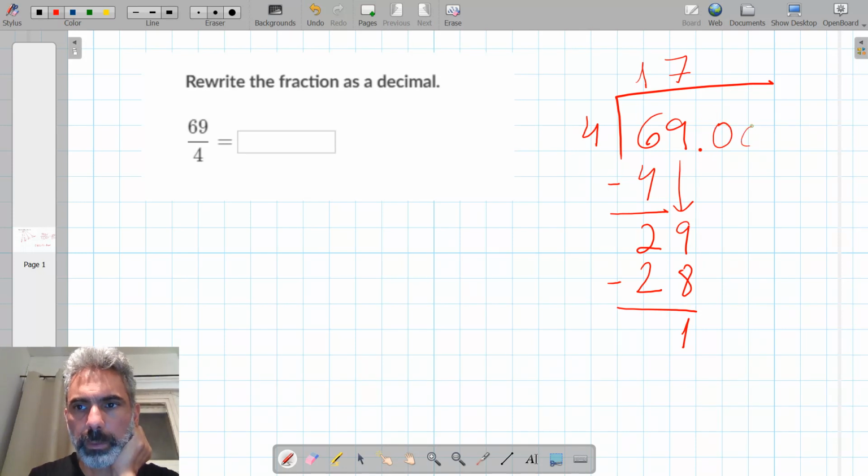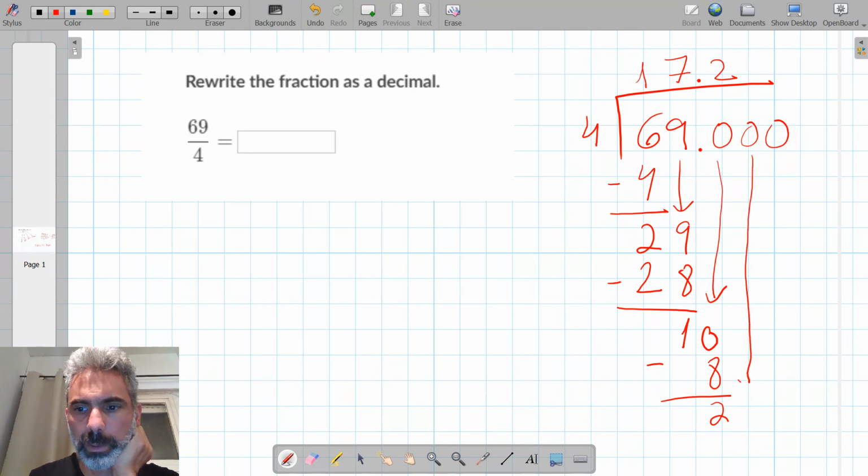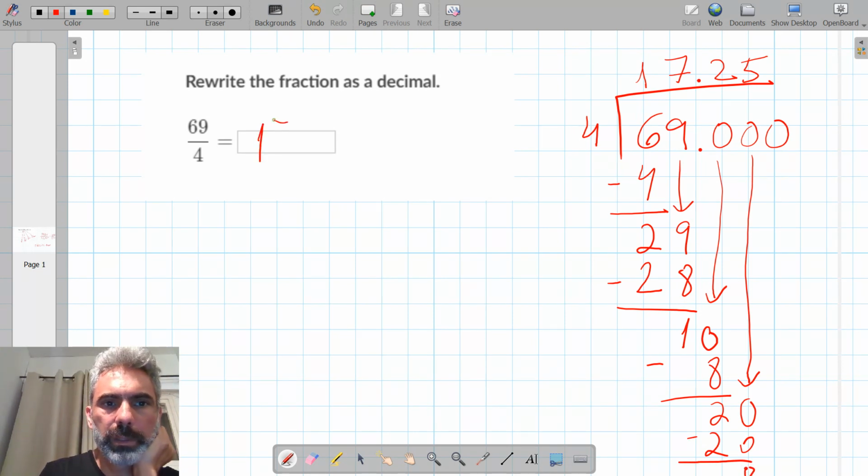Then I put a decimal point here and a decimal point here. And 4 doesn't go into 1. I bring down the 0, so I get a 10. 4 goes into 10 twice. 2 times 4 is 8. Subtract, I get 2. 4 doesn't go into 2. I bring down 0. 4 goes into 20 5 times. 5 times 4 is 20, and no remainder. So the answer is 17.25.